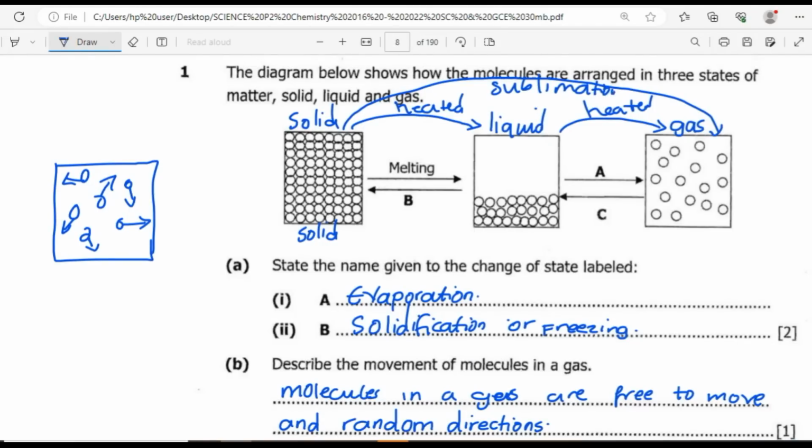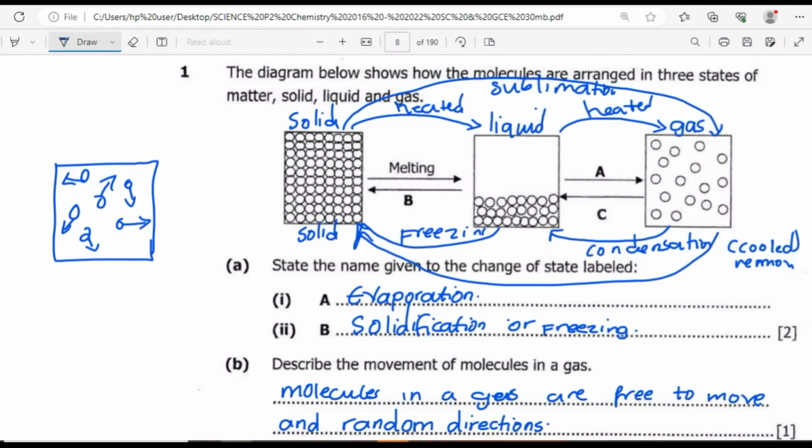Sublimation also requires heat. Then what of the reverse? From gas to liquid, we have condensation. Condensation is the reverse of evaporation, and here the substance must be cooled. Whenever you cool a substance, this is the same as removing heat. Then from liquid to solid, we have freezing or solidification. What of gas directly to solid? This is what we call deposition. Remember, there is a difference between sublimation and deposition. Sublimation is the change from solid directly to gas, and the reverse, from gas directly to solid, is deposition.